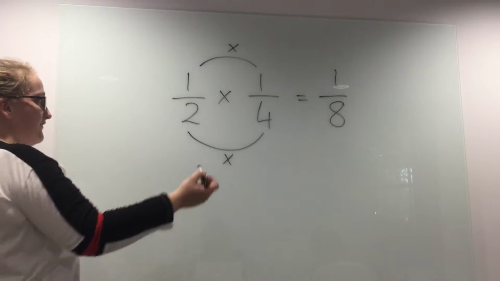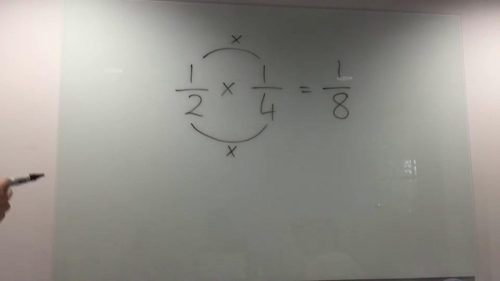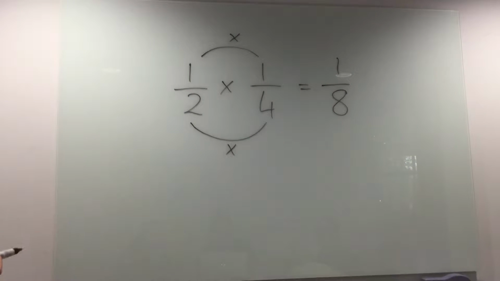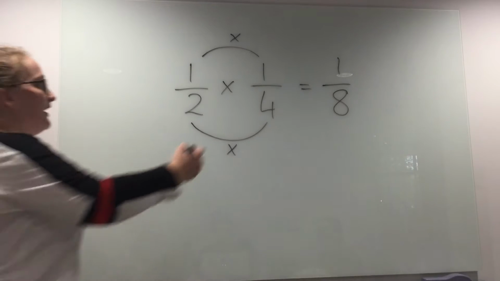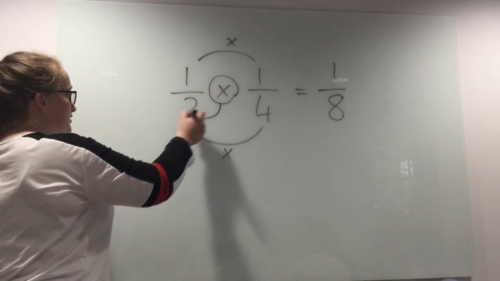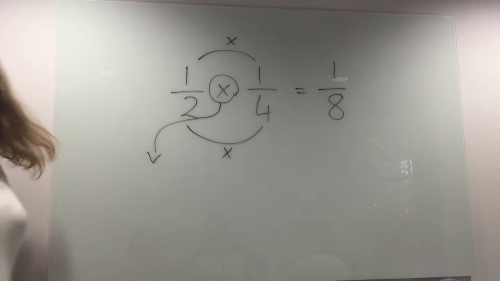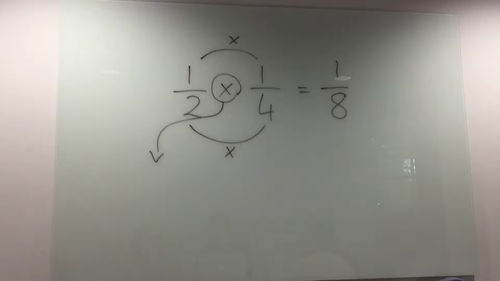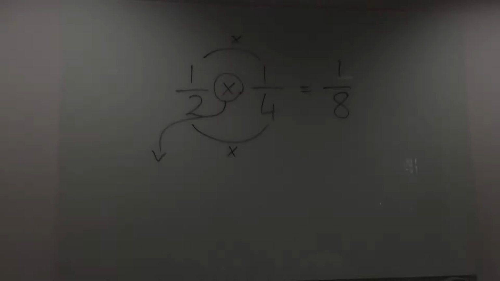Don't be surprised that even though we're timesing, the answer is actually smaller than our original numbers. Always think about times meaning of. So think about this question as, what is 1/2 of 1/4? And that is clearly 1/8.